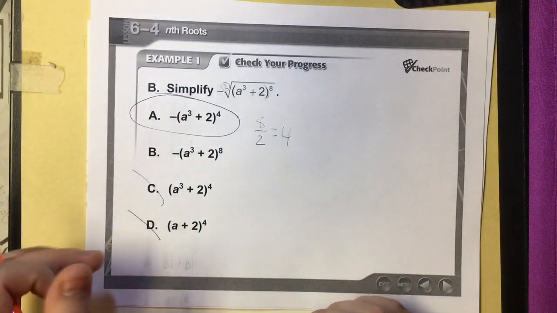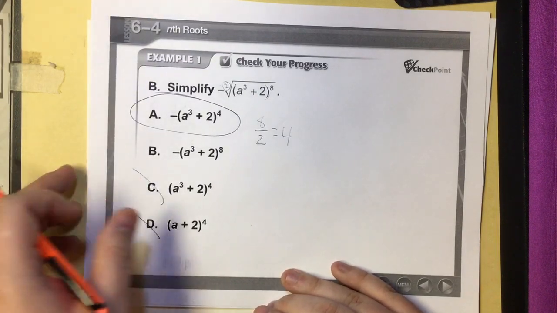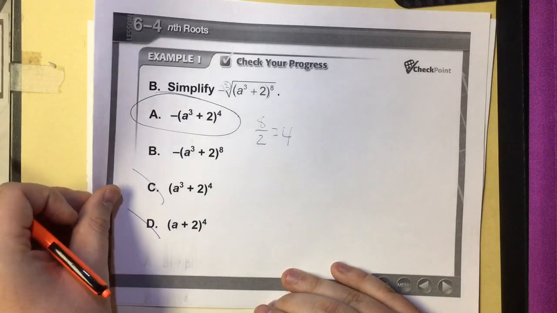Since it's grouped in parentheses being raised to the 8th, we do 8 divided by 2, or 8 divided by our index, in this case 2. And there we go.